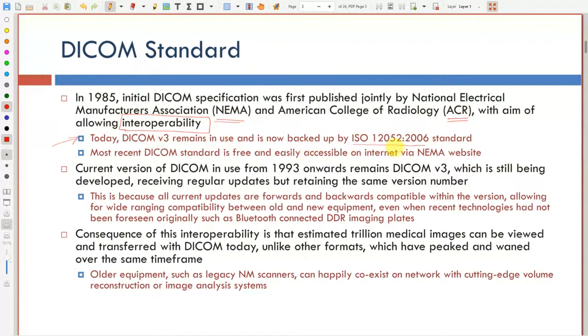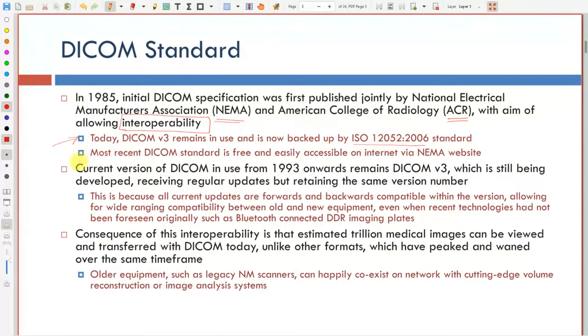But this is another standard that is one of the common ones, because ISO is a more commonly used standard. But if you have DICOM version 3, it's already included, and it's implemented in ISO 12052.